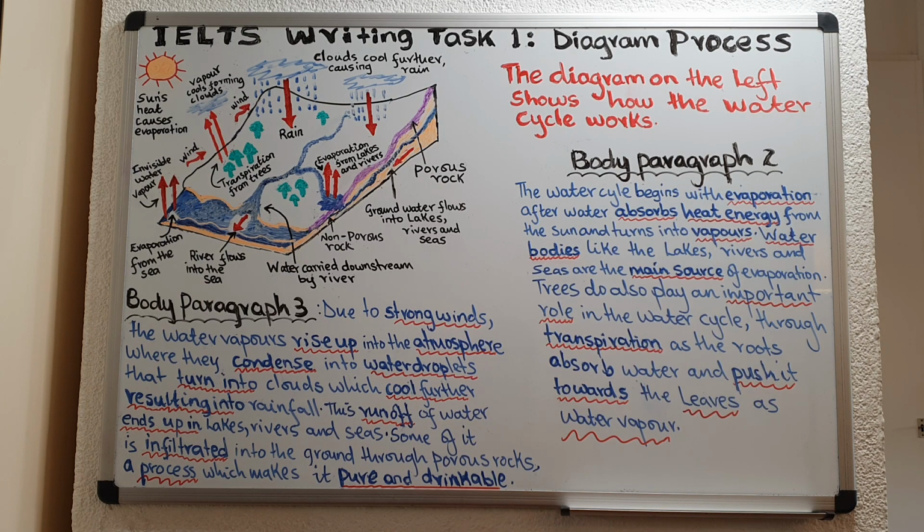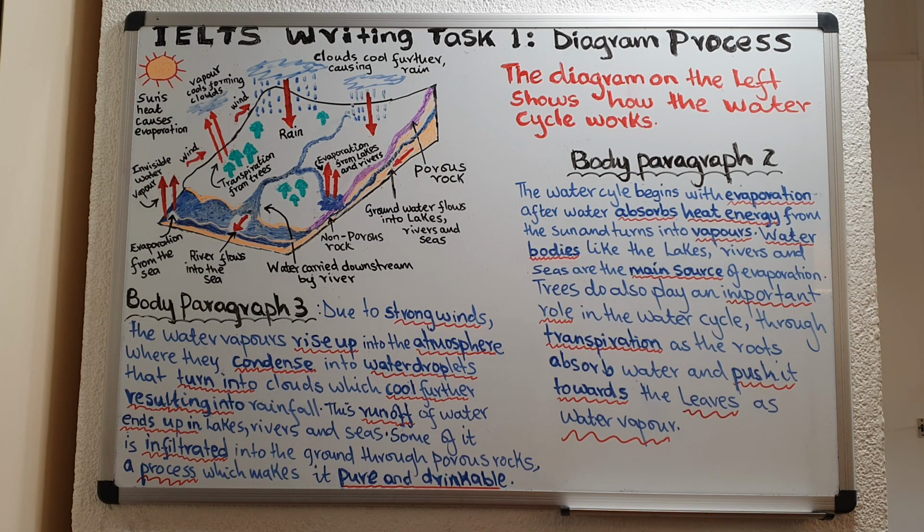So due to strong winds, the water vapors rise up into the atmosphere where they condense, they cool down into water drops that turn into clouds. And then the clouds, they cool further, resulting into rainfall. Okay, so we have described so far, right from body paragraph 2, step by step of the process. So we have now reached at the step where we have rainfall. So we have to explain the rest of the part now.